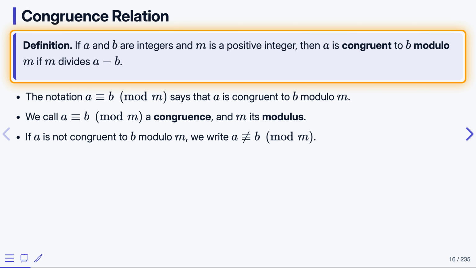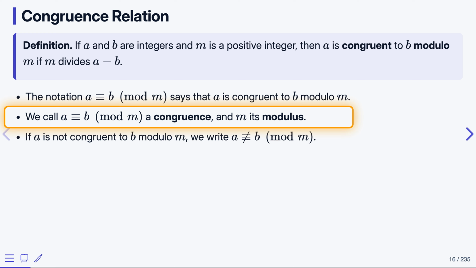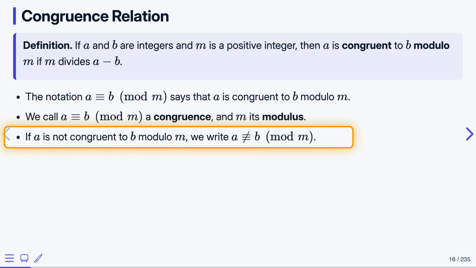Now the congruence relation. This is a key idea for the whole chapter. Take two integers a and b and a positive integer m. We say a is congruent to b, modulo m, if m divides the difference, a minus b. We write it like this. a is congruent to b, mod m. The equal sign has 3 bars, not 2. The number m is called the modulus. If they are not congruent, we put a slash through the 3-bar sign.